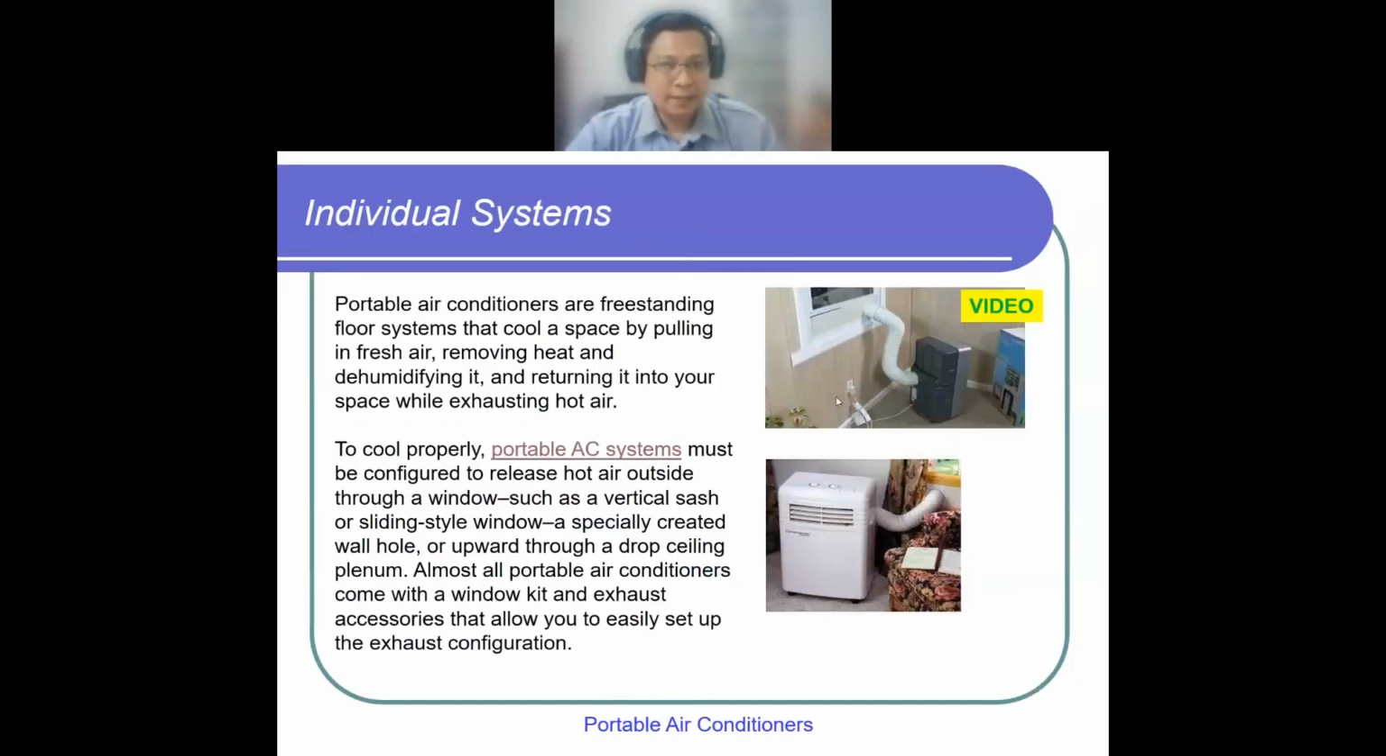Okay, let's check what the individual systems look like. Actually, I don't want to share the video, because then it will take time. So this one is portable. You can see they still need an exhaust to outside. They use a short pipe exhaust, and then they reject the heat to outside. Maybe this one is so familiar to you.